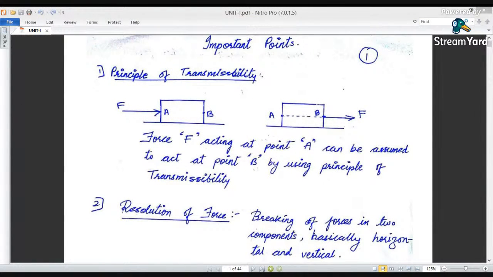Already we have discussed this principle of transmissibility, so in short, we will have a short review of it. Again, a force has been applied at point A. Along the same line of action, it has been transferred here, because from point A it has been transferred to point B with the same sense of force, along the same line of action. So this is nothing but what we have already discussed, the principle of transmissibility.